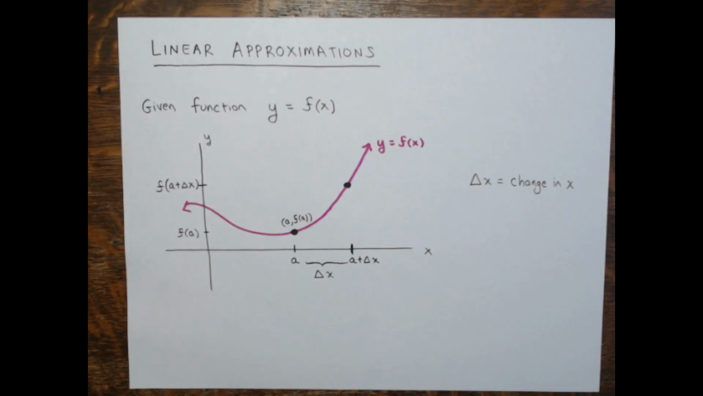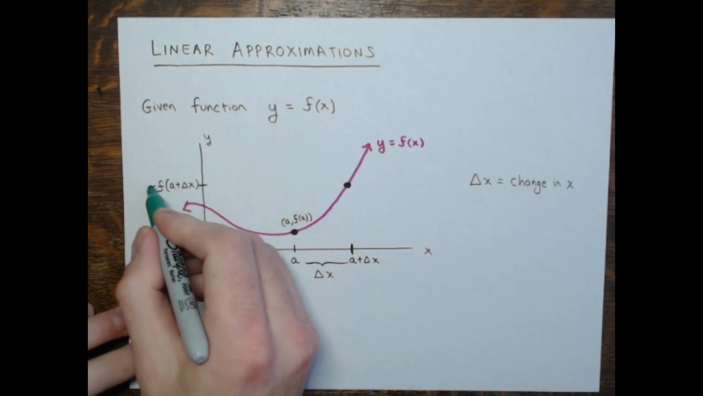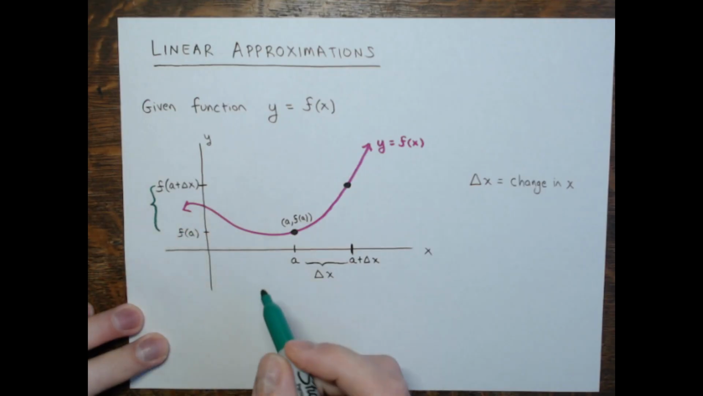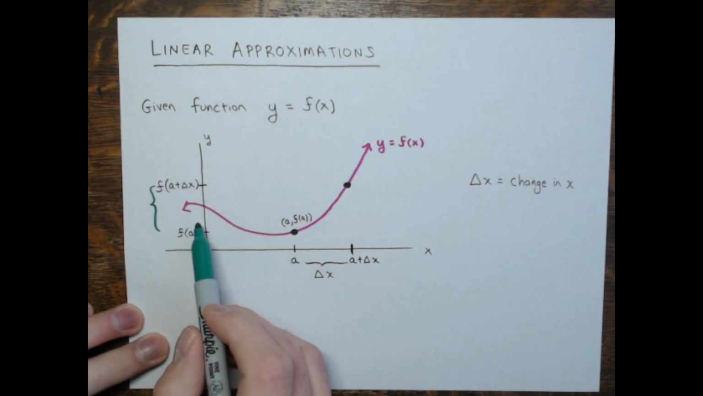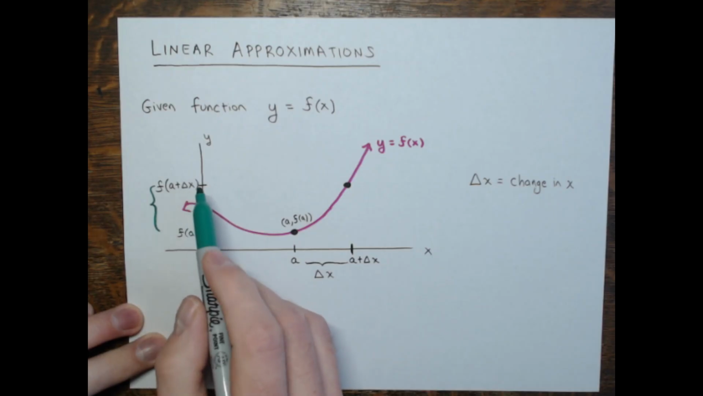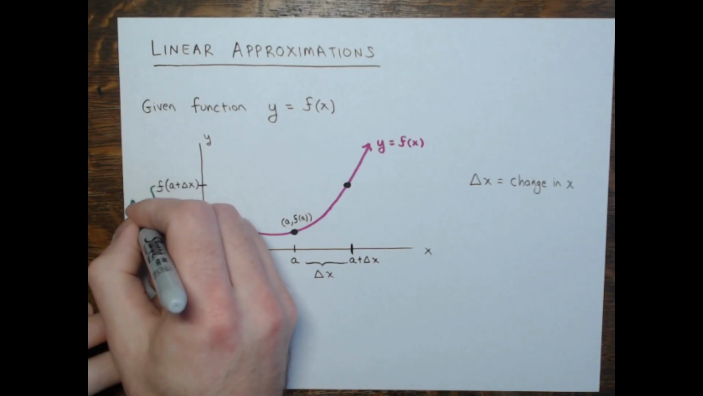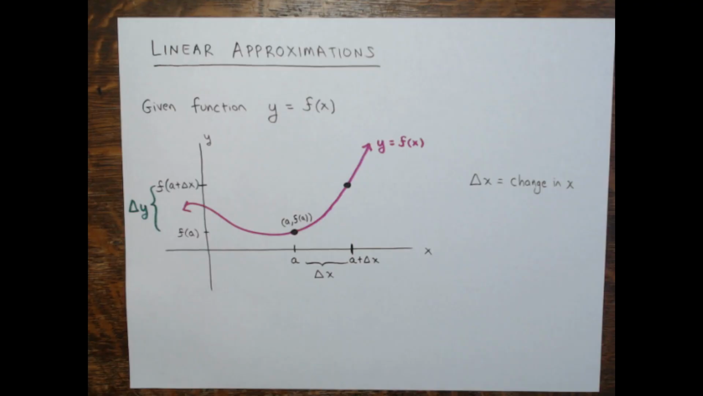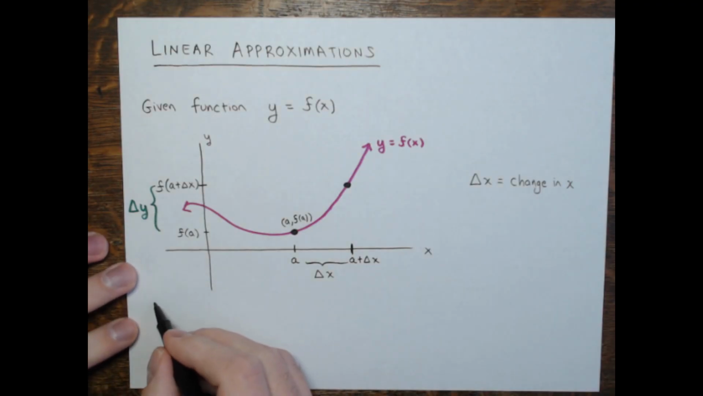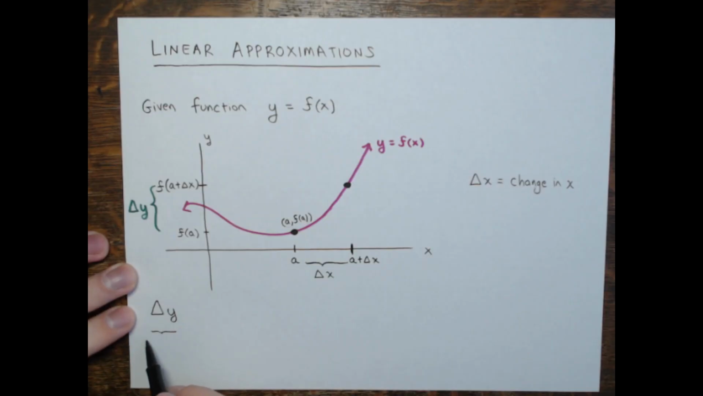And how much the output changes, right? So I went from f of a to f at a plus delta x. That's going to be delta y, right? So again, delta y, put this down here. So this is how much the output actually changed on the curve. So this is an actual change in y.